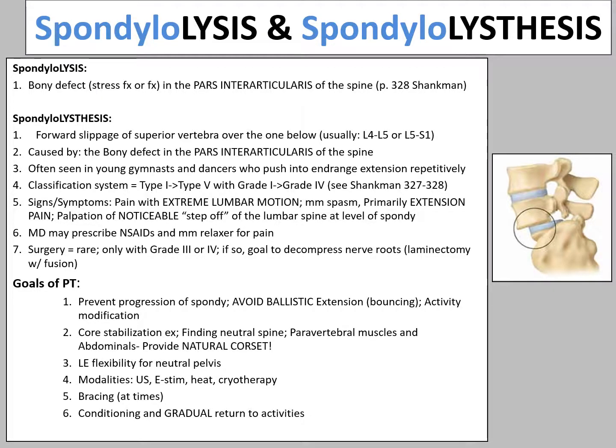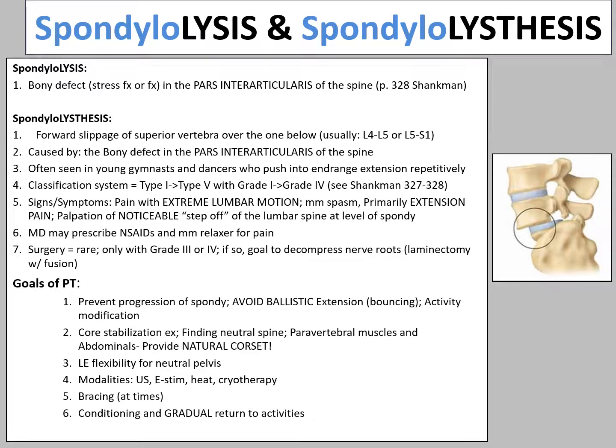They also have 4 grades, and the grade is really just talking about how far forward the vertebra has slipped. So a grade 1 is 0 to 25%, grade 2 is 25 to 50%, grade 3 is 50 to 75%, and grade 4 is 75 to 100% of forward slippage.